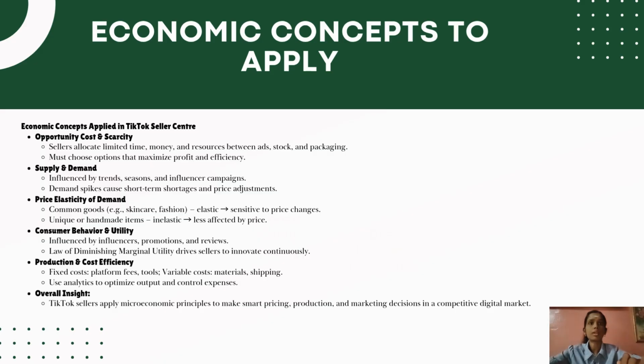Next, the concept of demand and supply plays a major role. Consumer demand changes based on viral trends, influencer promotion, and seasonal factors. When a product becomes popular, demand increases, sometimes causing a temporary shortage and price changes. Sellers respond by increasing supply to meet customer needs, showing how the market balances itself over time.